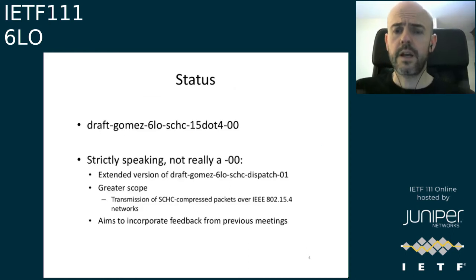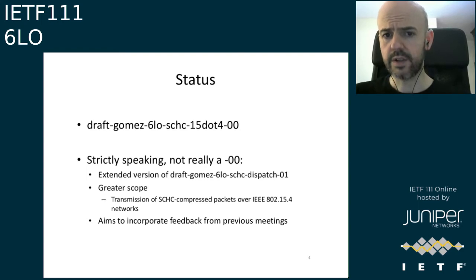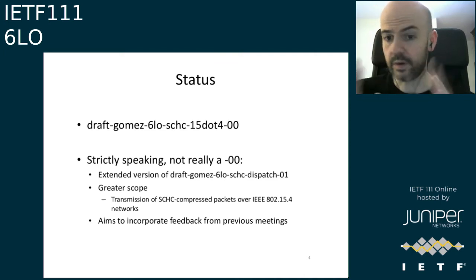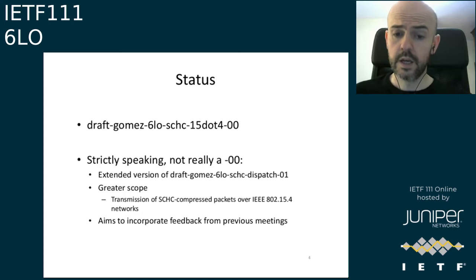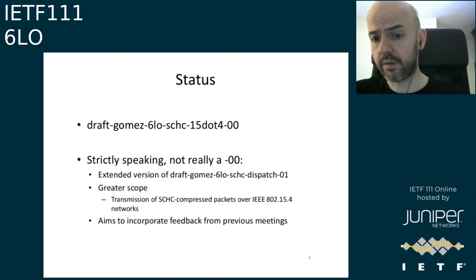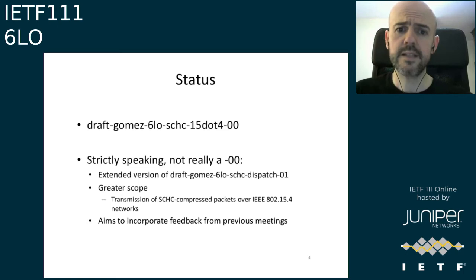So, about the status of this document. The document I'm presenting today is an initial version, a 0.0. However, strictly speaking, it is not really a 0.0 because it's actually an extended version of another document with a narrow scope, which was intended to define just the SHIC dispatch. Here the scope is greater. The aim is to specify everything necessary to enable the transmission of SHIC compressed packets over 15.4 networks. Also, the aim is to incorporate feedback from previous meetings. Next, please.